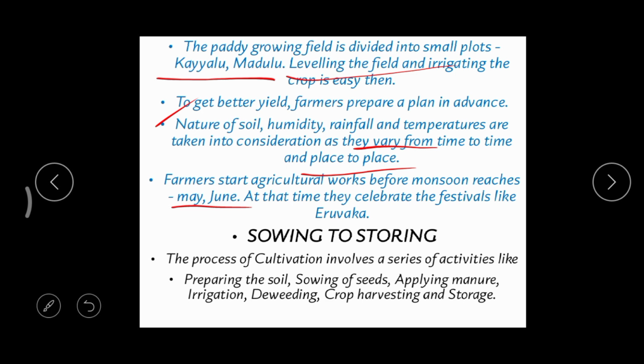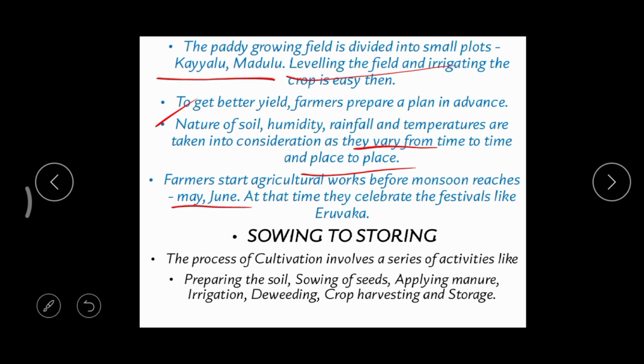But can you say any special timings for the farmers? No, they don't have any timings. Throughout the day, without bothering about day or night, or whether it's raining or not, the farmers are very busy, right? So it is a continuous process, and in this process we can find different types of activities.